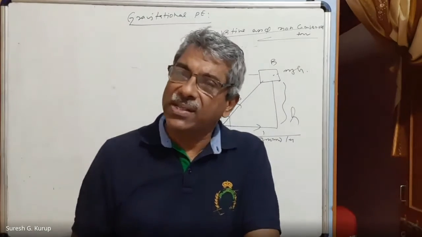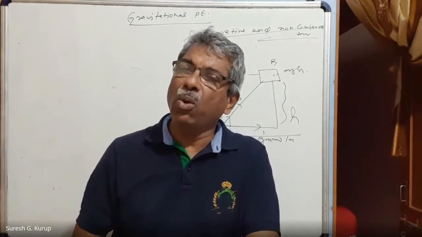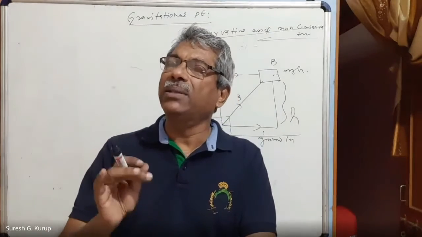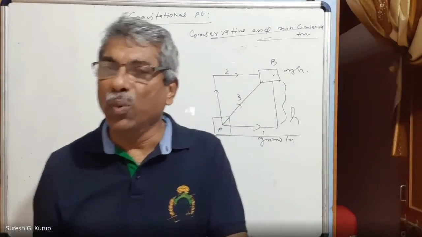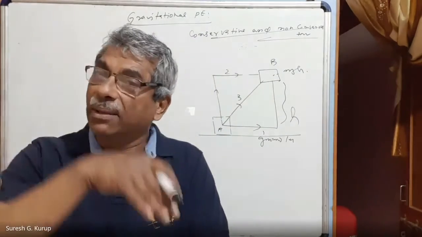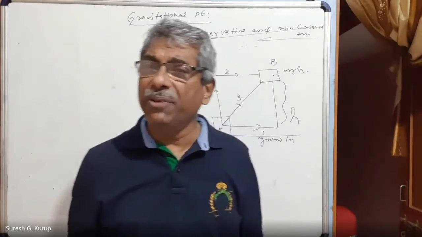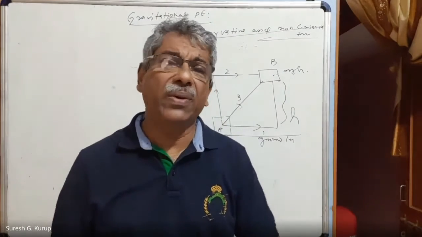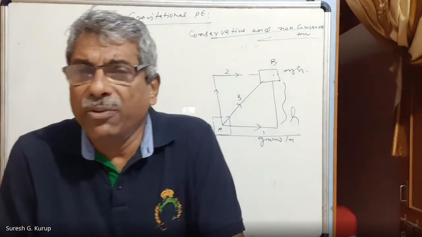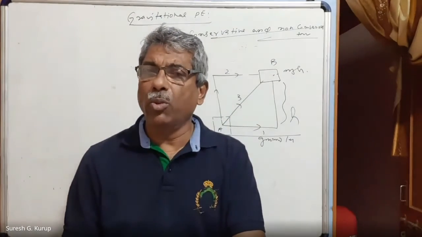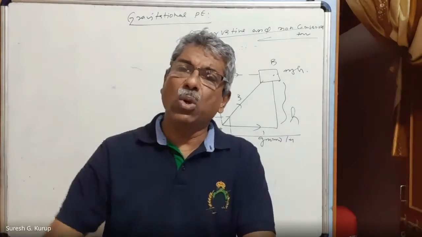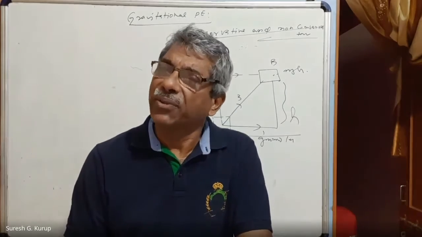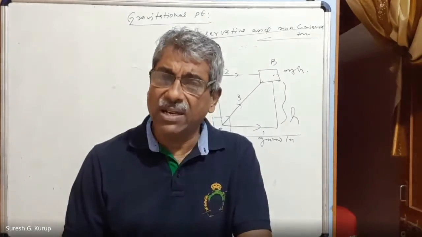In this case, we can say that the work done by a non-conservative force depends on the path through which the body is moving. So a conservative force does not depend on the path, but in a non-conservative force, the work done depends on the path. And also, to take the body around a closed path, the total work done is not equal to 0. So this is the difference, right?